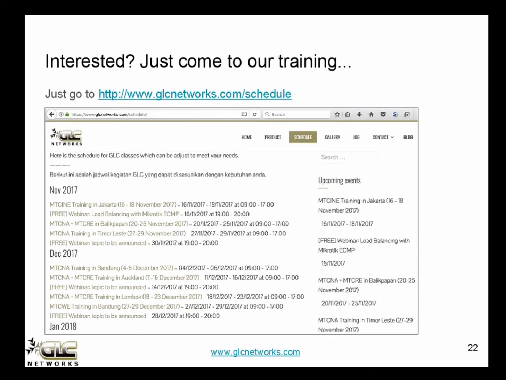If you have finished the MTCRE, and your network is getting bigger and bigger, you need to apply for an AS number. AS means Autonomous System Number. For that, you need to apply the BGP protocol, so you need to attend MTCINE. In that course, you will learn about the BGP protocol and MPLS. Okay, is that clear?